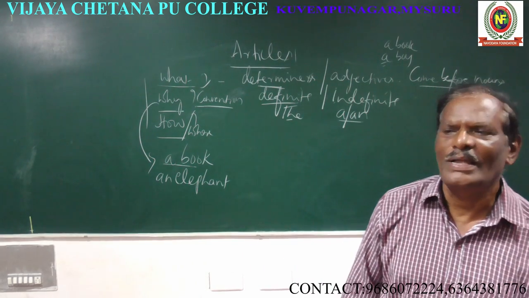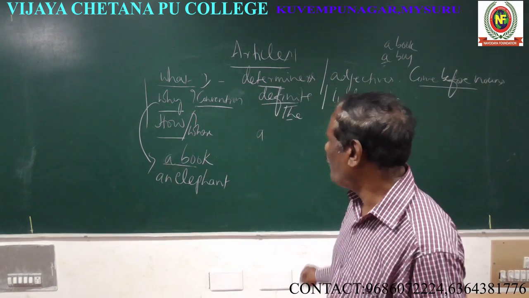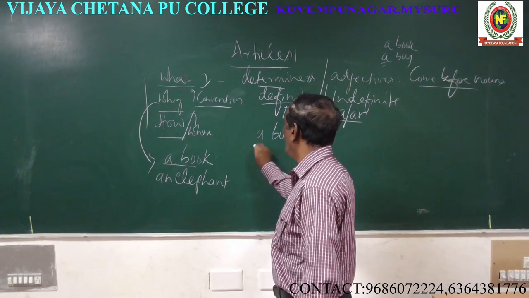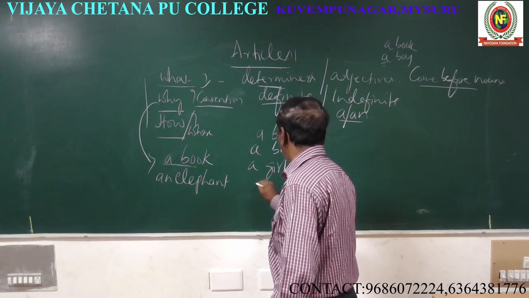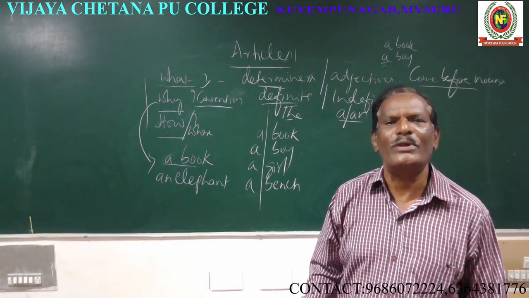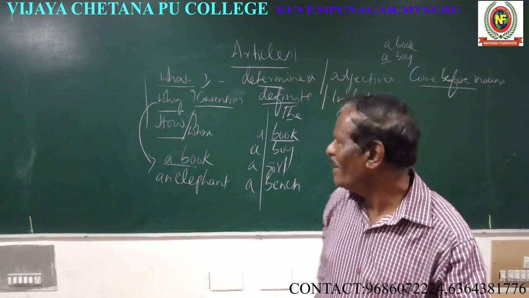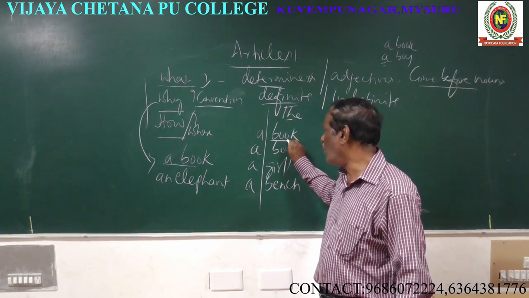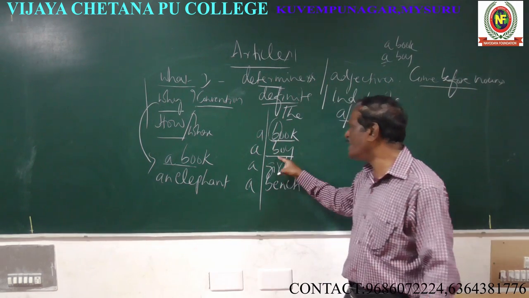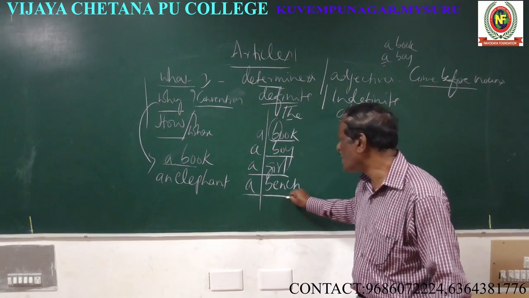Your teachers must have told you. Try to recall. Where do you use A? When a consonant comes, for example, a book, a boy, a girl, a bench. Look at these words. Why do you use A before them? Book is a singular common noun, a countable singular noun. So we use A because the first sound, ba, is a consonant. The first sound in boy is a consonant. The first sound here is ga. The first sound here is ba.